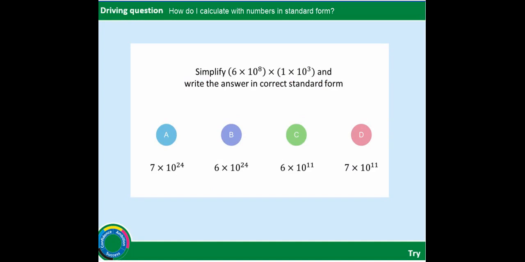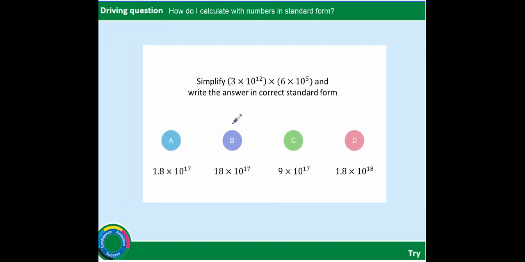Right, have a think about these questions, A, B, C, or D. 6 multiplied by 10 to the power of 8, multiplied by 1, multiplied by 10 to the power of 3. So 6 multiplied by 1 is 6, and 8 plus 3 is 11. Multiplied by 6 is 18. 10 to the 12 multiplied by 10 to the 5 is 10 to the power of 17. This is an option, but we know that's the wrong answer because it's not in standard form. 1.8 multiplied by, so we've divided this by 10, so we have to make this one 10 times bigger, 10 to the power of 18. Answer D.